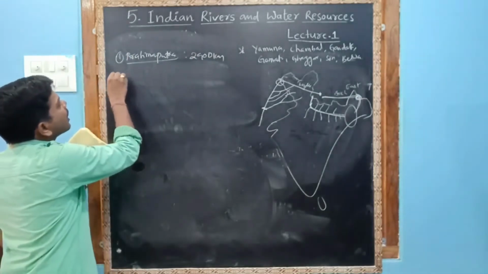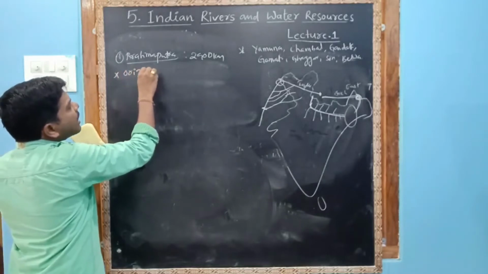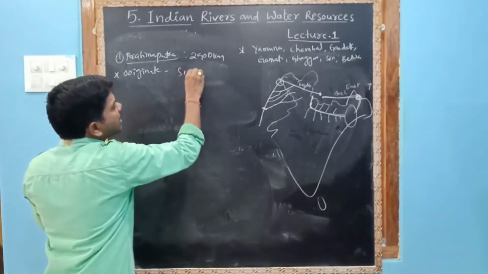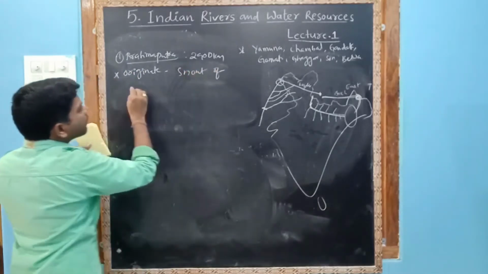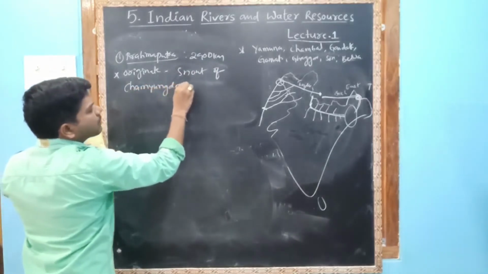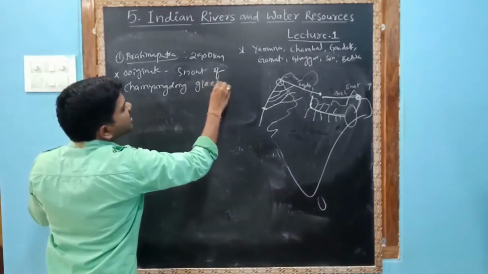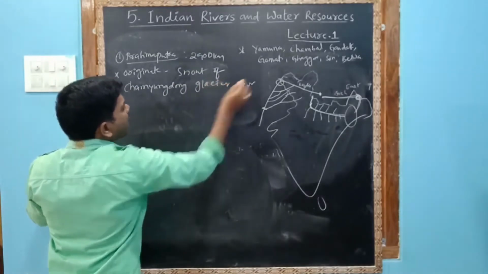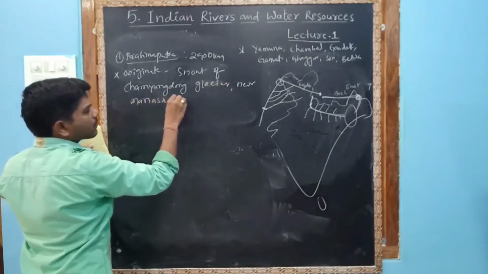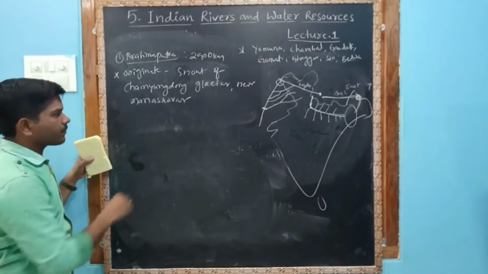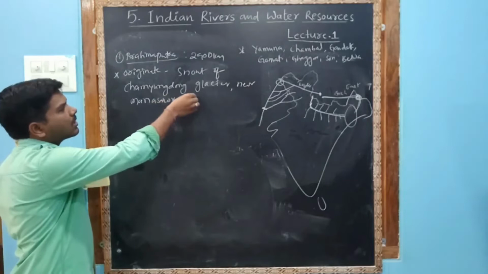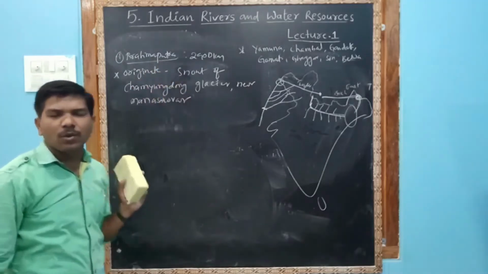Where does this Brahmaputra originate? Means start. Brahmaputra originates at the snout of the Chemayungdung glacier. Sir, where is the Chemayungdung glacier? Near Manas Sarovar. Near Manas Sarovar, at this glacier, the Brahmaputra River originates.